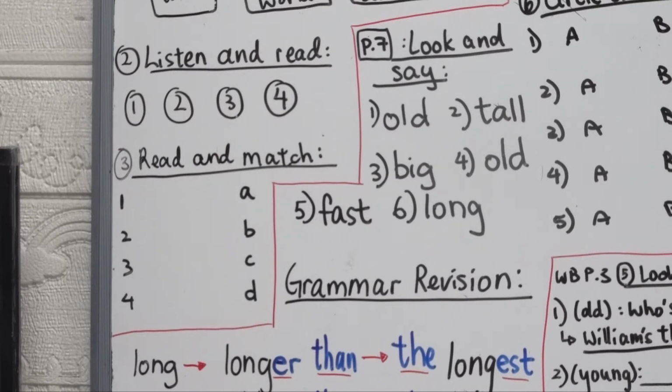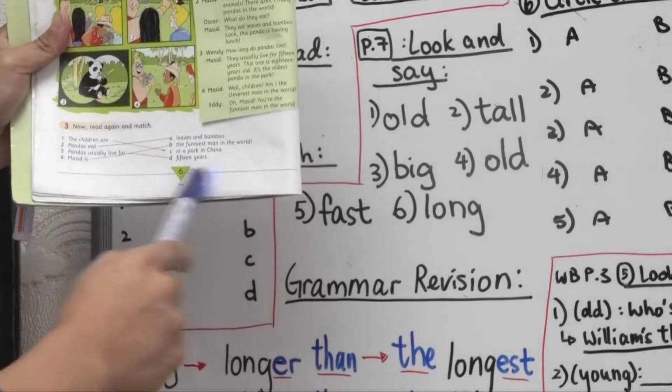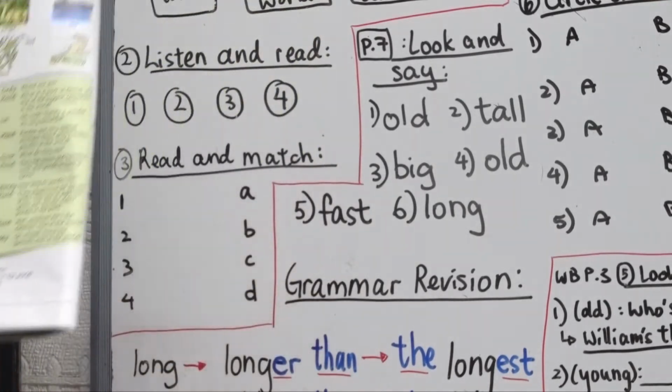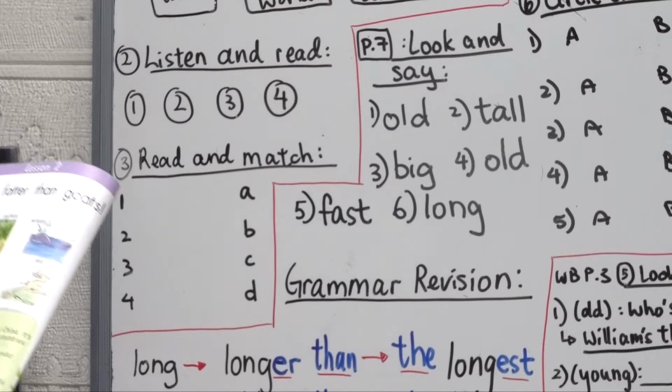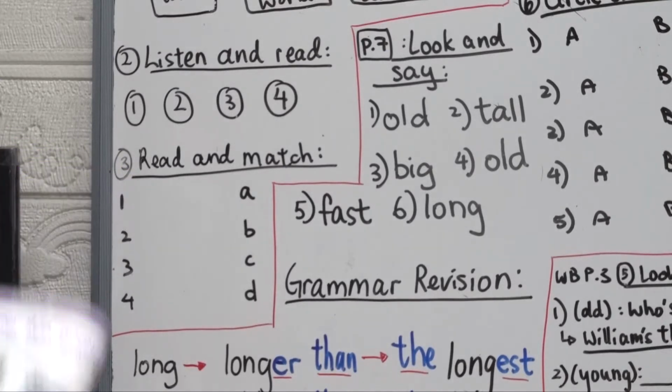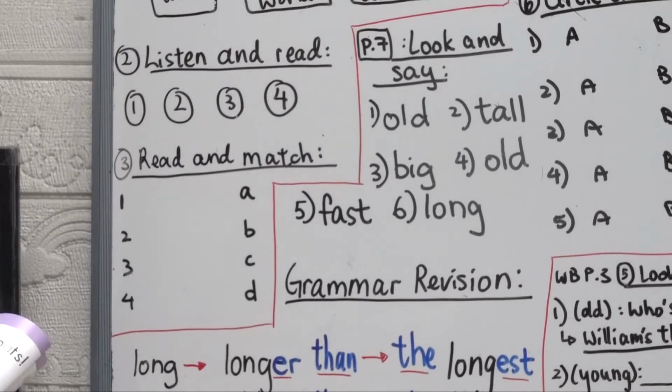Right, he's the funniest man because his eyes, right? Now, with the black eyes, he looks like a... Panda. Yeah, he also looks like a panda, right? So he's funny. Alright, so now let's move on to part 3, okay? Part 3 is over here, reading exercise, right? So for question number 1, the children are A, leaves and bamboo, B, the funniest man in the world, C, in a park in China, or D, 15 years. So it should be C, right? The children are in a park in China.